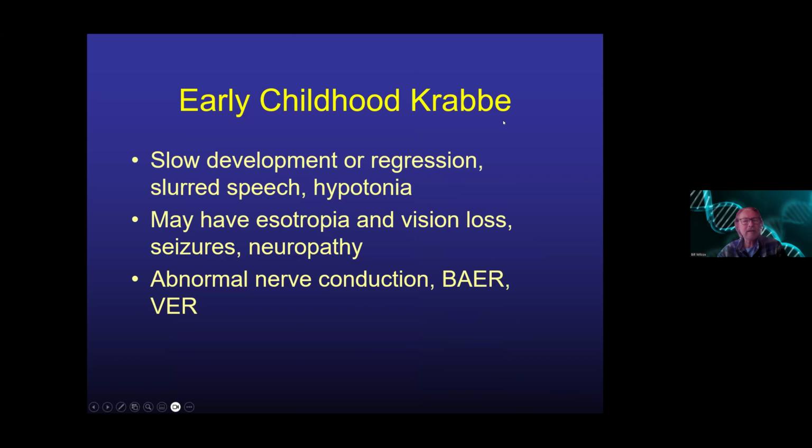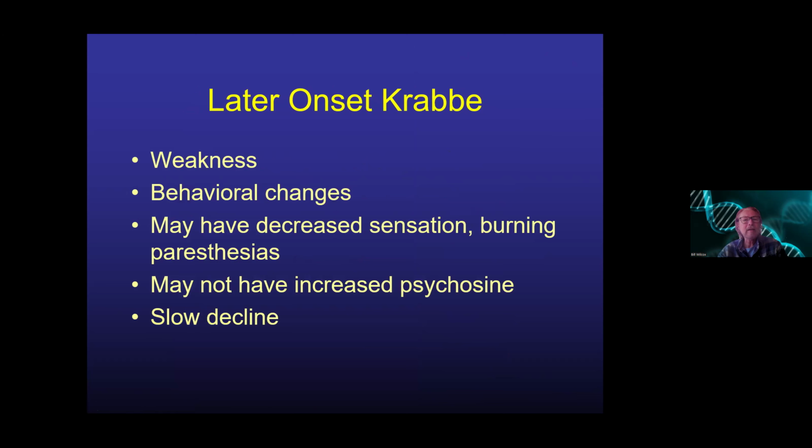Early childhood Krabbe is slower development or regression, and then slurred speech and hypotonia. And they may have esotropia and vision loss, seizures and neuropathy, and also have abnormal nerve conductions and hearing and visual evoked responses. And later onset Krabbe presents with weakness and behavioral changes, and they may have decreased sensation and burning paresthesias. And they may not have increased psychosine and a slow decline. So you're really dependent on your enzyme assay and your molecular testing for this.